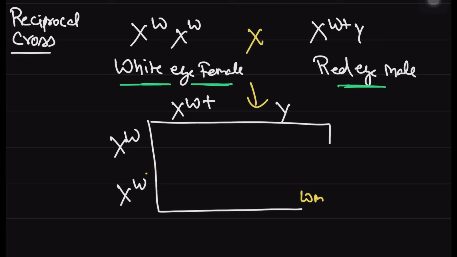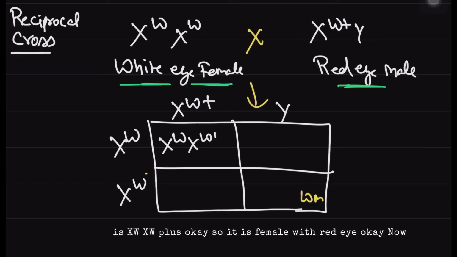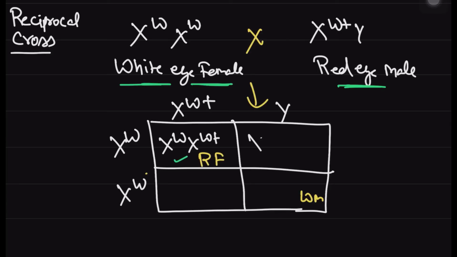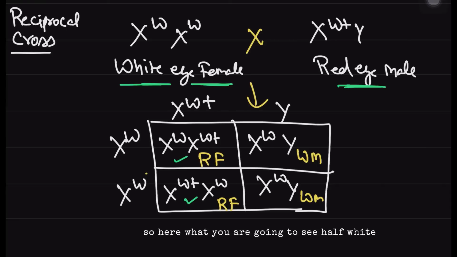If you solve this by Punnett square, here it is XW+ XW, so it is a female with red eye. Now, XW Y, what is the phenotype here? White eye, and it is male. Here it is XW+ XW, a red-eyed female. And lastly, XW Y, a white-eyed male. So here you see half white-eyed, half red-eyed.